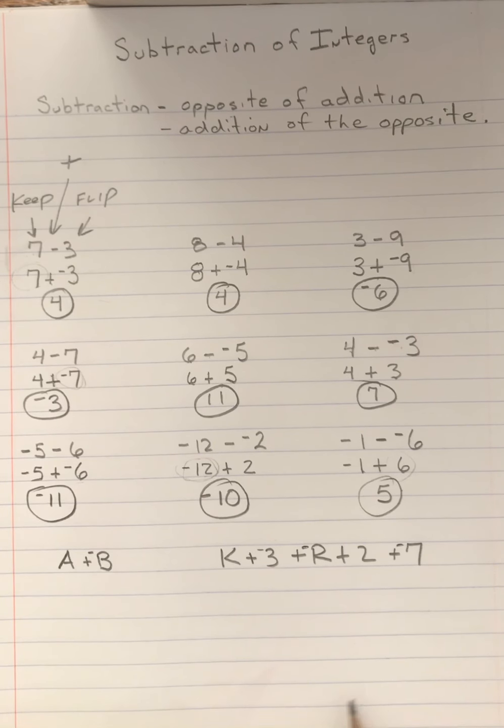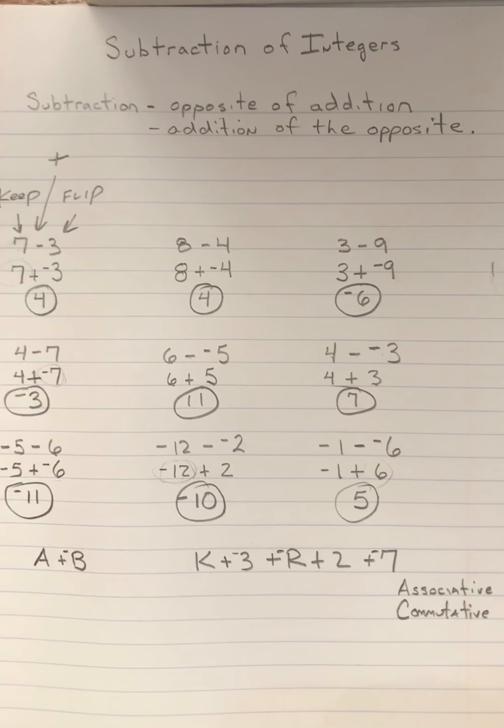Well, guess what? There's two little properties called the associative property and the commutative property. Hopefully that's still on the screen there. I can move it over here for you.